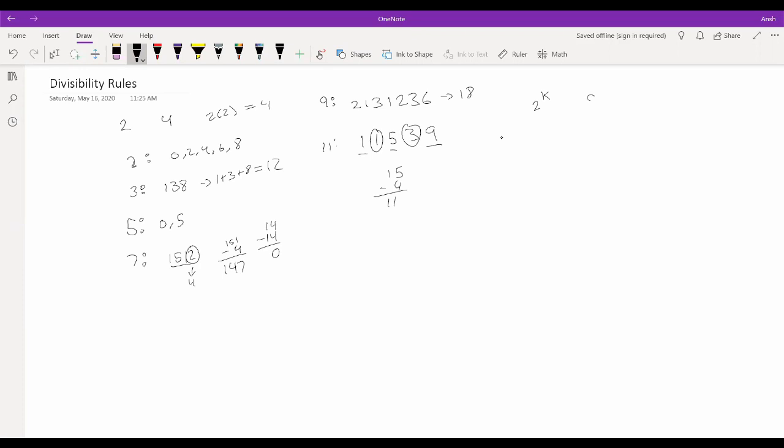So if we took the number 912, we can immediately see that it's divisible by 4 as the last 2 digits are divisible by 4. Similarly, if we took 8, which is 2 cubed, we simply have to look at the last 3 digits. So if it was like 12008, the last 3 digits are divisible by 8, so this overall number would also be divisible by 8.